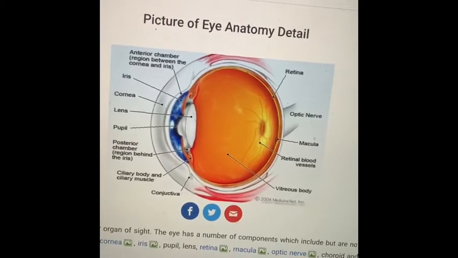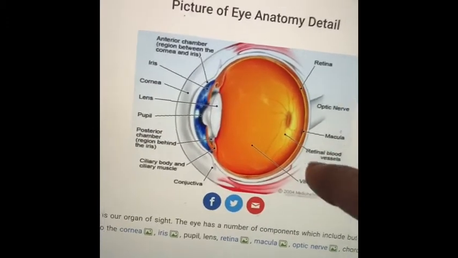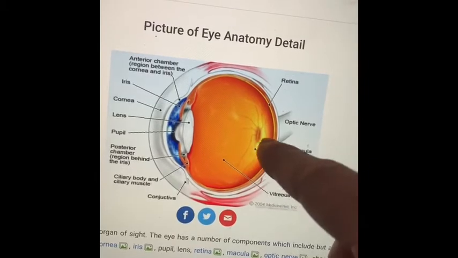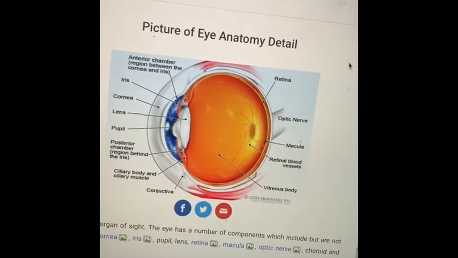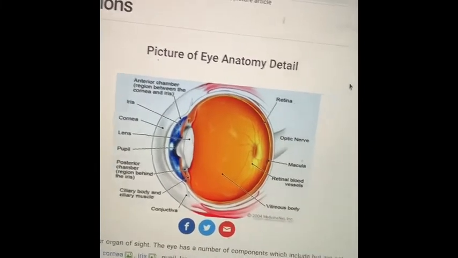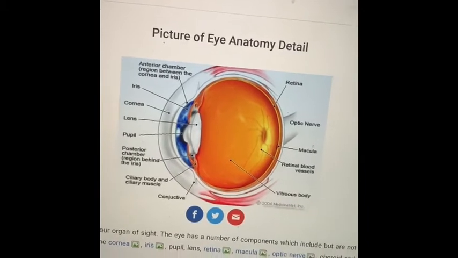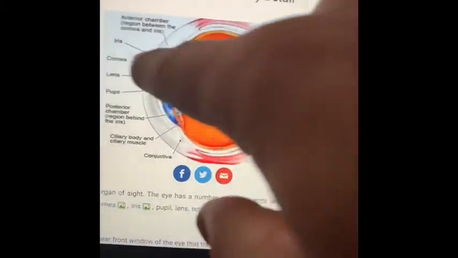What else is on here? You've got the macula, back there, and the cornea, lens, pupil, pretty much the basic stuff. We've got the iris again, as I said.